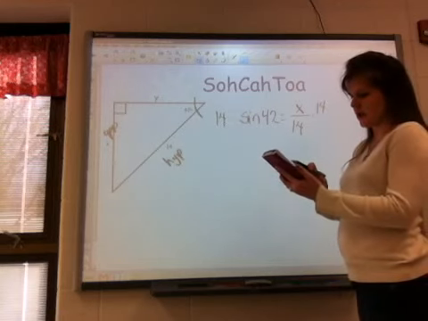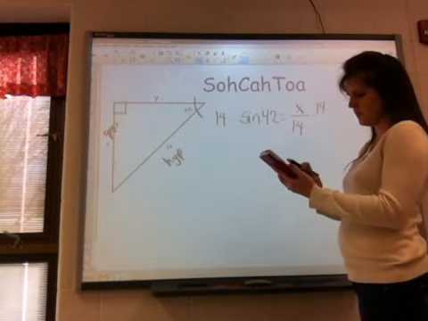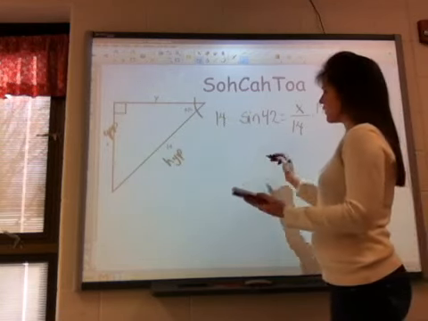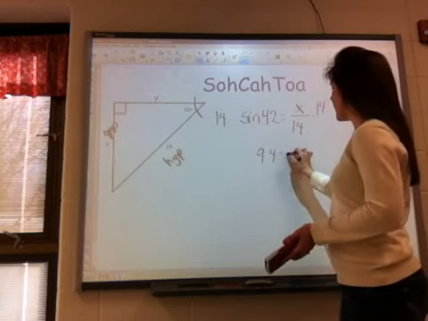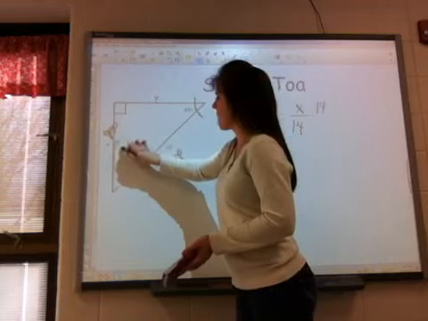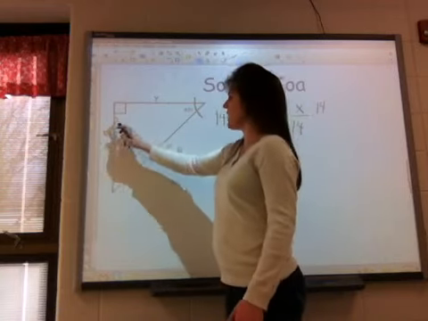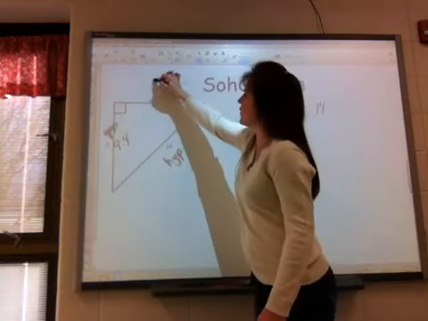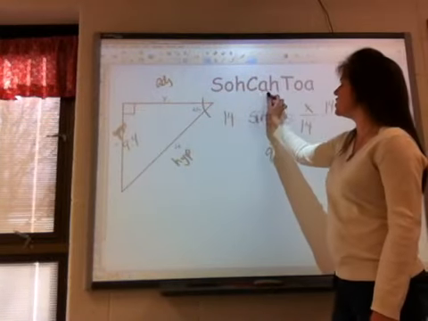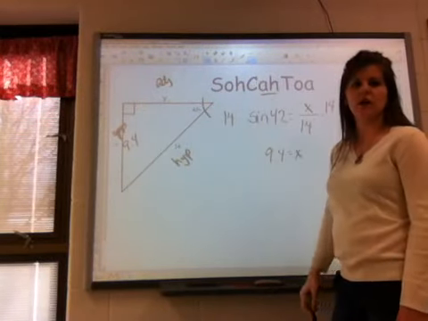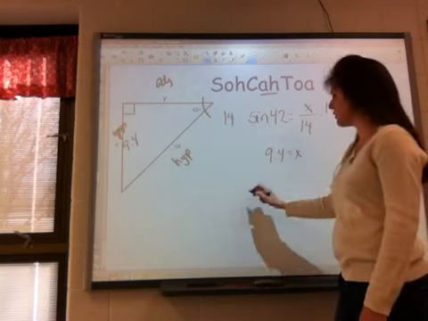14 times sine 42 is 9.36, so we'll say 9.4 is my x. Okay, so now I'm done with the opposite. I'm looking for the side that's adjacent, and I'm going to use the hypotenuse. Adjacent and hypotenuse, that tells me I need to use cosine.